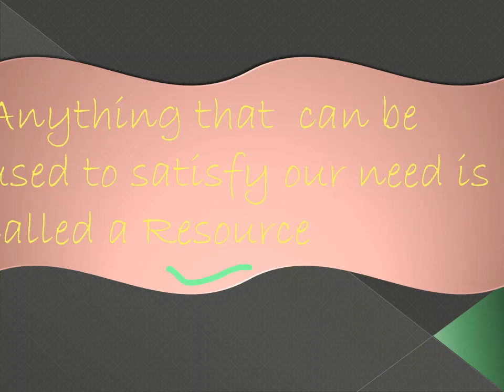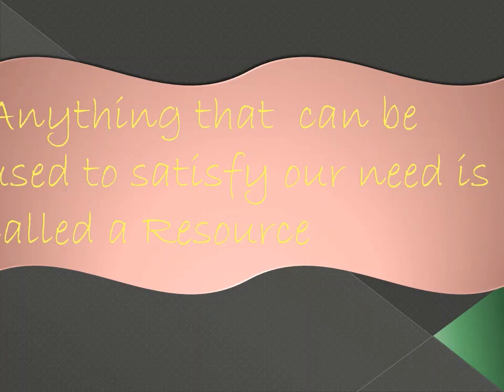So water is a resource. Then we had books, vegetables, utensils, clothes, hand wash. So these are resources. How? Because they are satisfying our need. Water is satisfying the need of thirst. Then utensil is satisfying the need of cooking and storing. Books satisfy the need of learning.